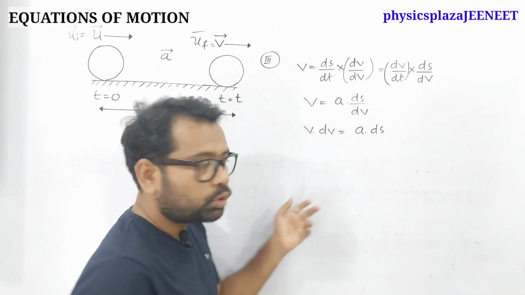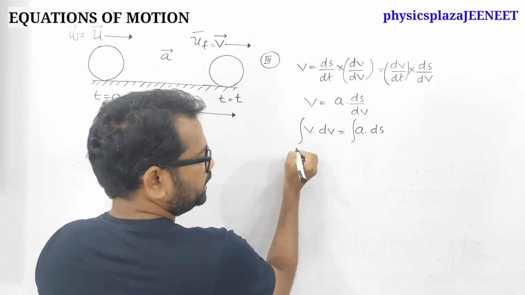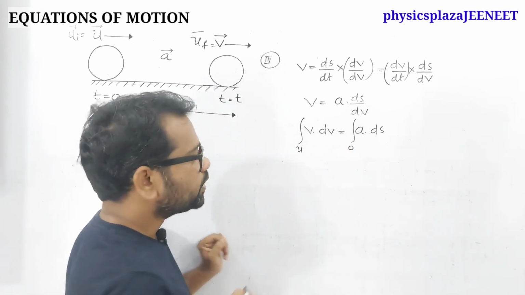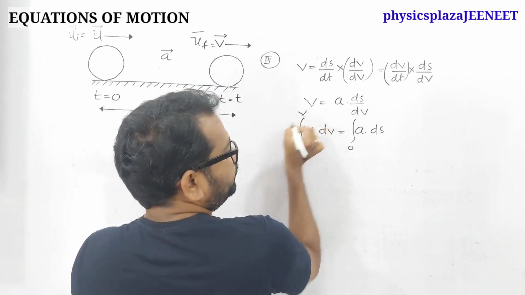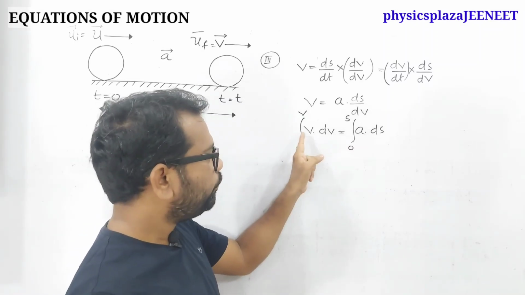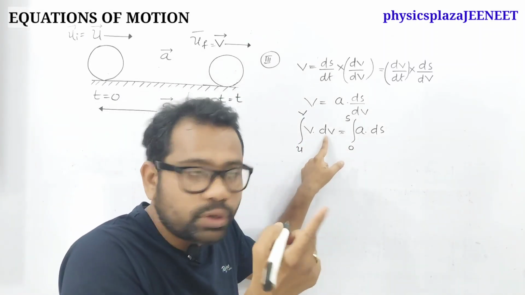Now let us integrate on both sides. Children, when the initial velocity is u, the displacement is 0. And after velocity v, the displacement covered is s. Children, integration of v dv is what? Integration of x dx is x square by 2.